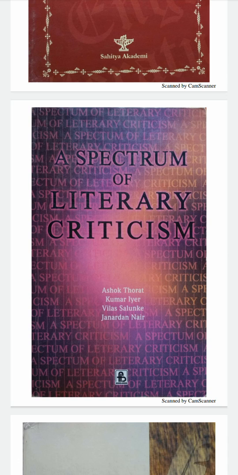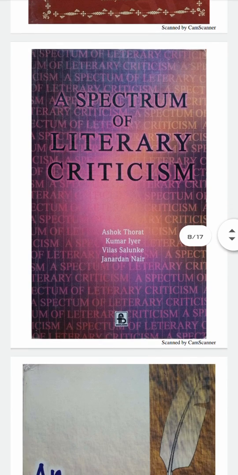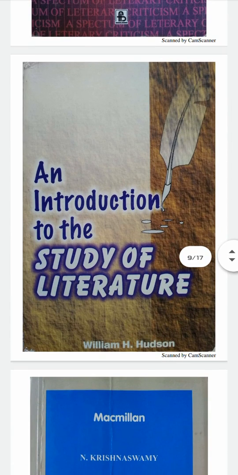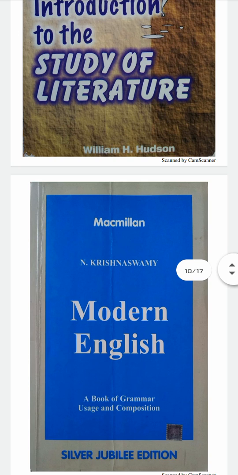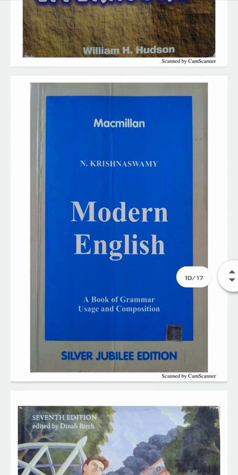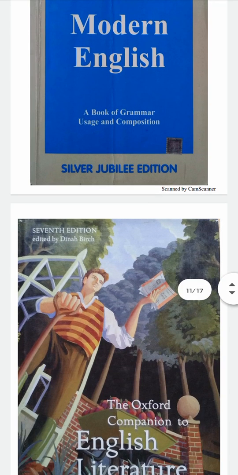For the criticism part, you can have this book also. Very nice presentation. Talking about the history of English literature, it is a very basic book, and if you are not so familiar with the history, this book will really help you, and the language is also quite simple, so I'm sure this will be helpful for you. Another book is for modern English, and for grammar usage you will get a clear glimpse from it.